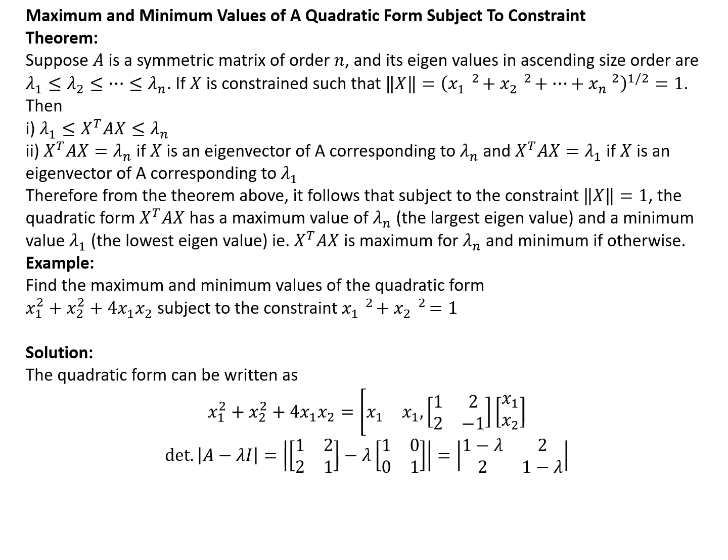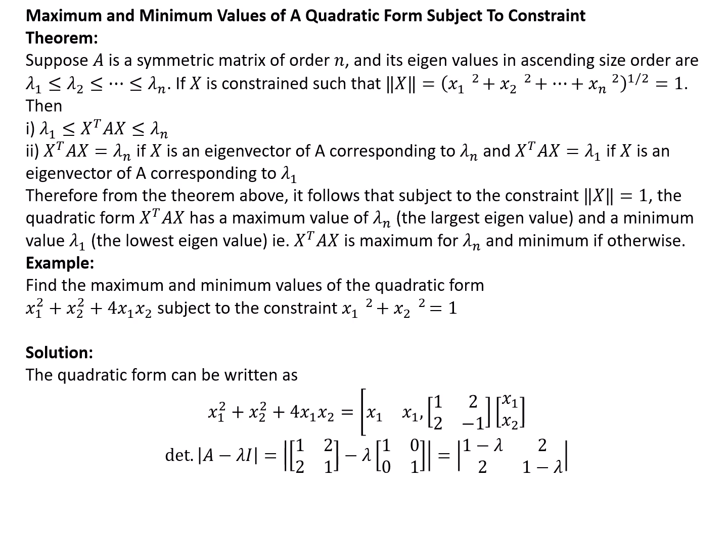So, therefore, from the theorem above, it follows that subject to the constraint of the modulus, that is, the normalized x is equal to 1, the quadratic form x transpose multiplied by Ax has the maximum value of lambda n, the largest eigenvalue. If the value of your lambda is the highest, you have the maximum value.